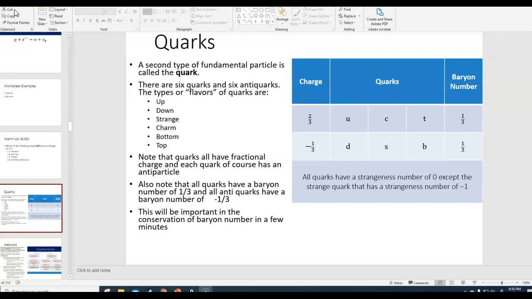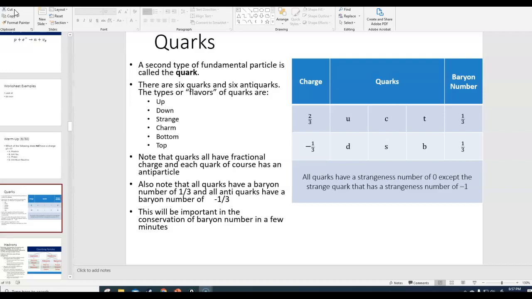So in this video, we're going to move our attention to the second type of fundamental particle, which is called a quark. We have so far discovered 6 types or flavors of quark, and they have very interesting names. The 6 flavors of quarks are up, down, strange, charm, bottom, and top. You can see this chart here that I've put up on the slide. This chart is provided to you in the IB Physics Data Booklet, so you don't need to memorize the charge of each of these.